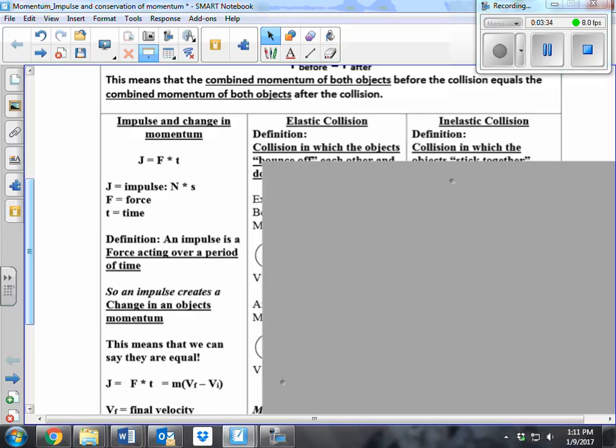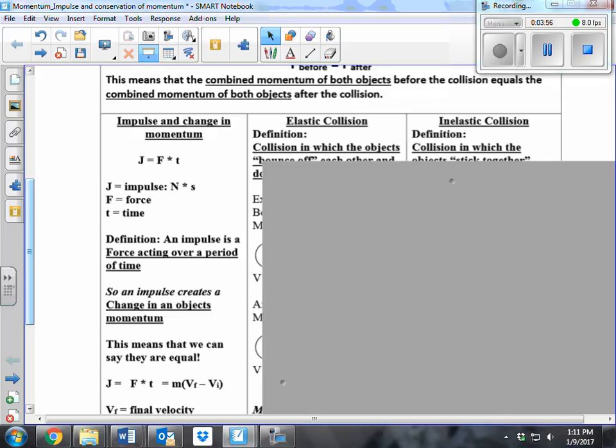This is why your cars have airbags, because if you were to get into a car accident, the airbag deploys, which increases the time that your head will hit that dashboard so that you can decrease the force that's acting on your body. So an impulse creates a change in an object's momentum.